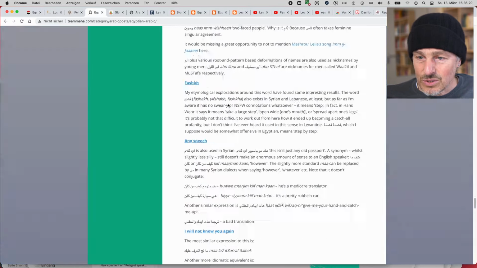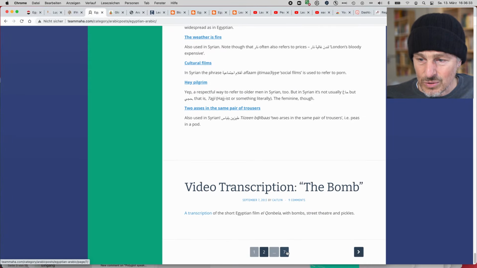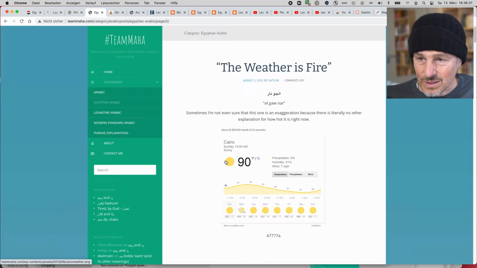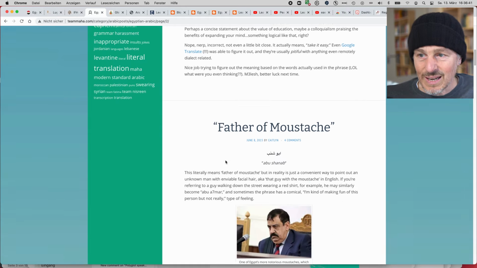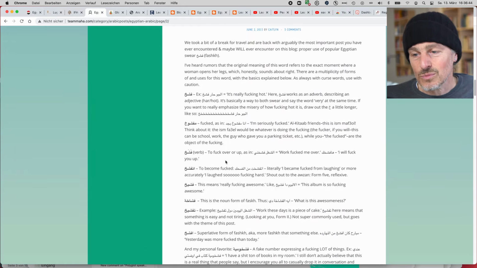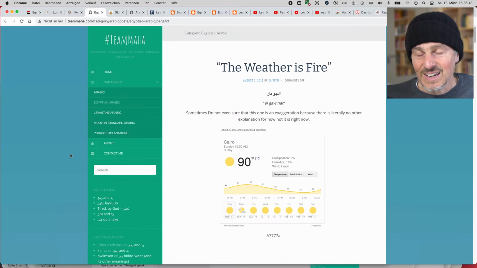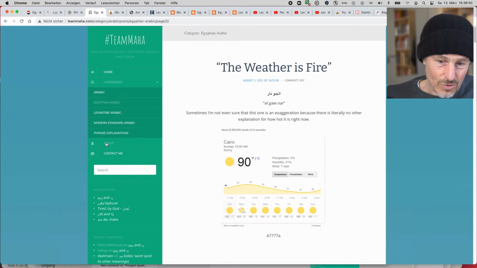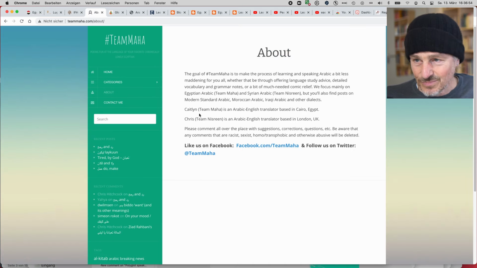I won't explain all this to you. It's just amazing how much they put together here. And you see 7 of these pages. Oh my god, this is a lot of work which has gone in here. I know, enlarge your brain, things of that. Father of mustache, very funny post, very nice to read. Yeah, I love those guys. I love these two guys. Perhaps there are more. We look into about.